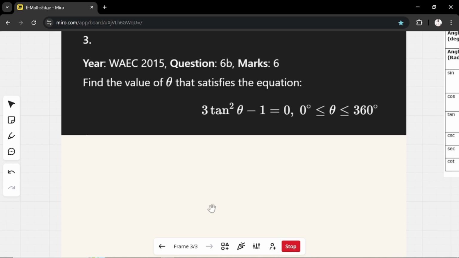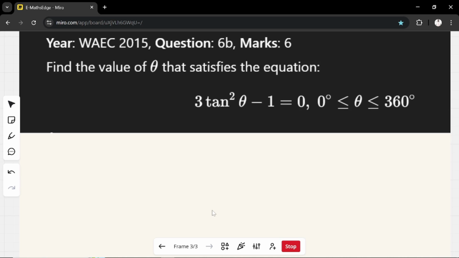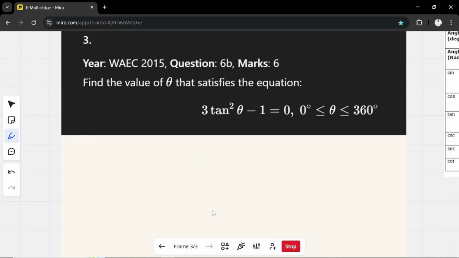So here we are presented with question number 3, which is a WAEC question for 2015, question 6b, which carries a total mark of 6. The question says, find the value of theta that satisfies the equation. The equation is 3 tan squared theta minus 1 equal to 0, such that 0 degrees is less than or equal to theta, which is less than or equal to 360 degrees.